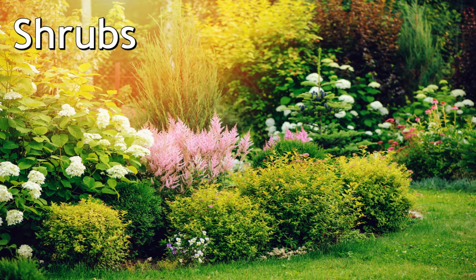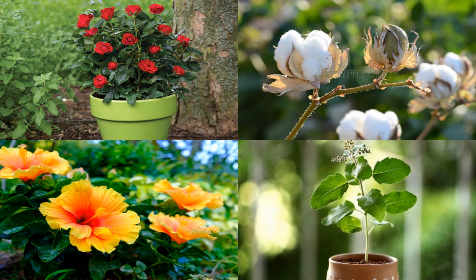Shrubs. Shrubs are small plants. They have hard, woody stems, but they are not very strong. Shrubs live for only a few years. Examples are rose plant, cotton plant, hibiscus plant, tulsi plant.